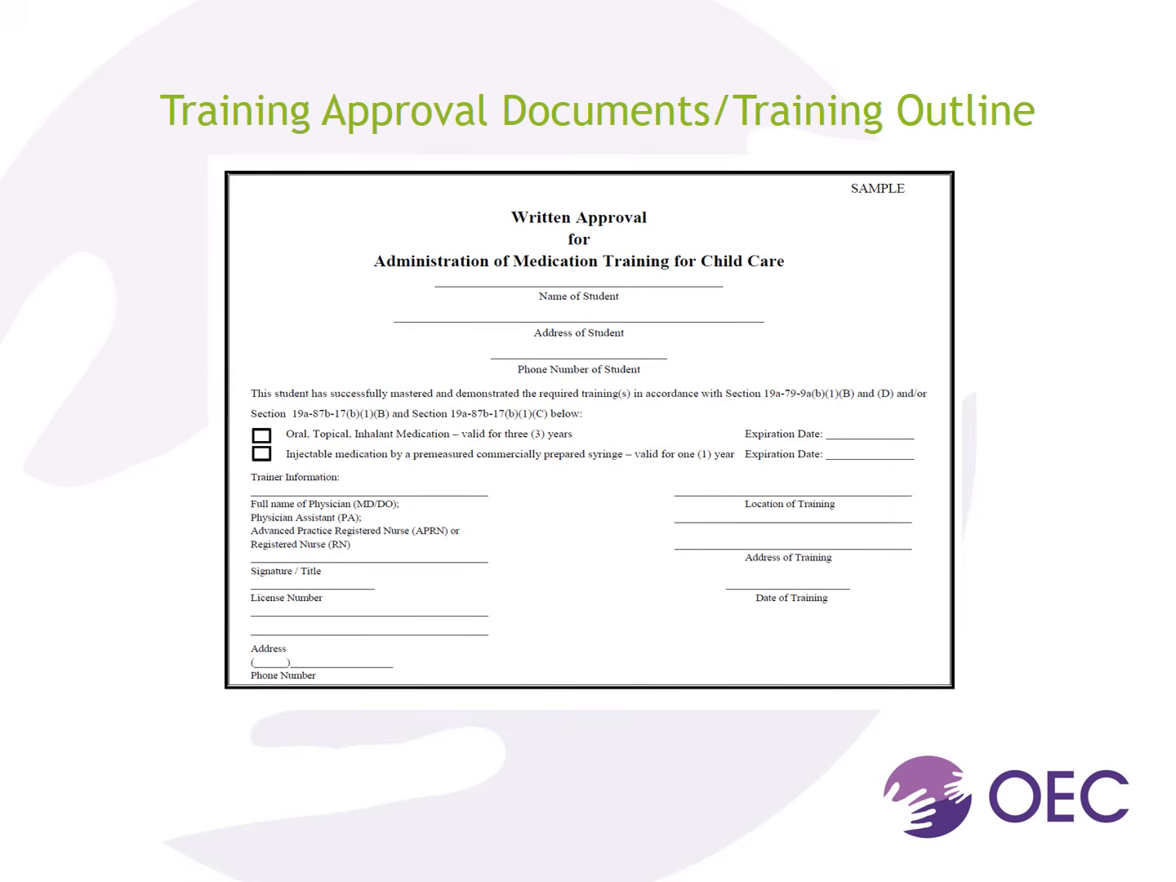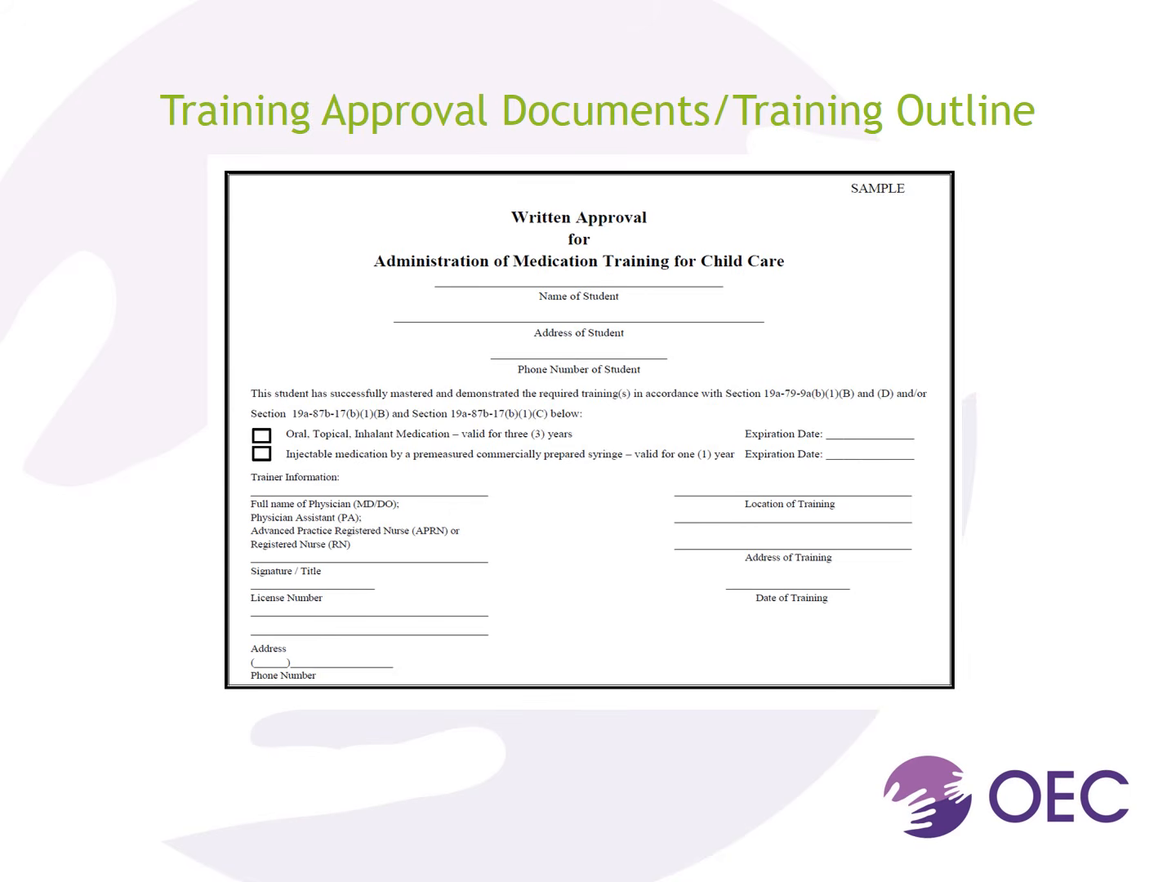Upon completion of the required training, the trainer shall issue a written approval verifying the completion of the training. This is a sample approval form that can be found on the OEC website. The written approval shall include the signature and identification information of the trainer and trainee, the date and location of the training, verification that the required curriculum was covered and successfully mastered by the trainee, the routes of administration that the staff is approved to administer, and the expiration date of the approval.